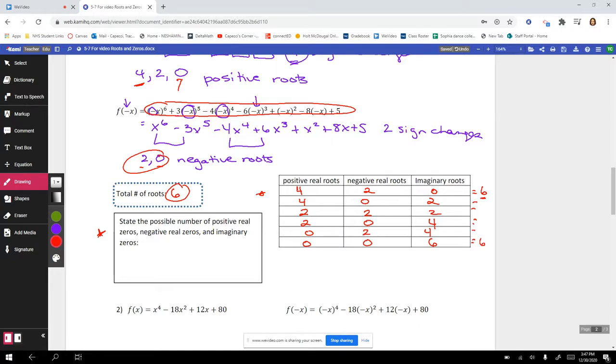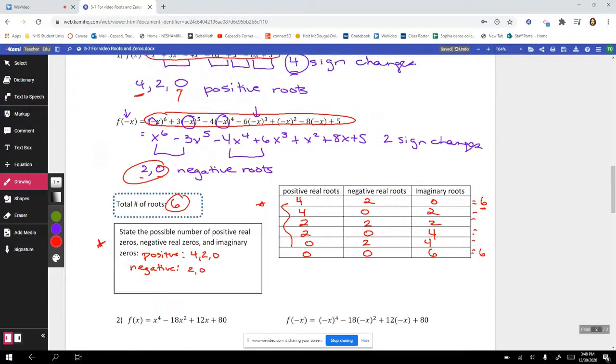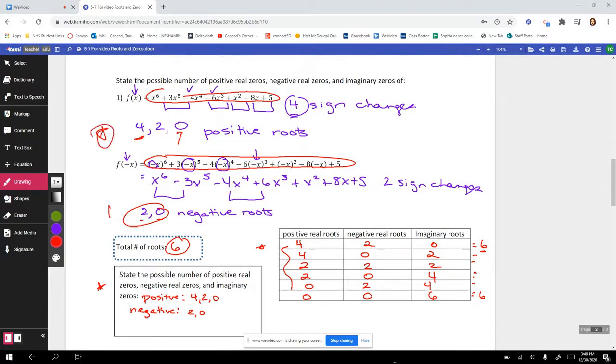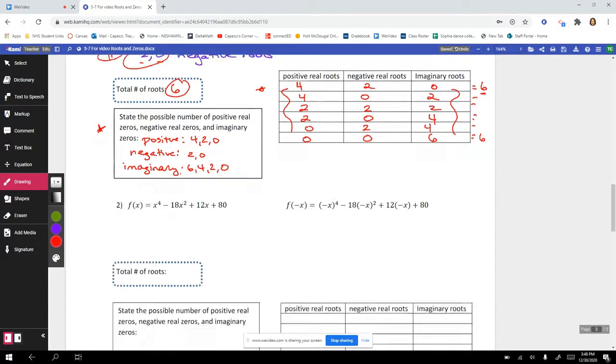So when I'm answering this question, how many should I have? Could I have my positive real zeros? So positive real zeros would either be 4, 2, or 0, right? Looking at this, my negative would be 2 or 0. And again, you're going to get that up top here as well. Same type of thing. We're only going to add this imaginary to our list as well. And if you look at our numbers here, it could have anywhere from 6, 4, 2, or 0. Okay, let's try another one.